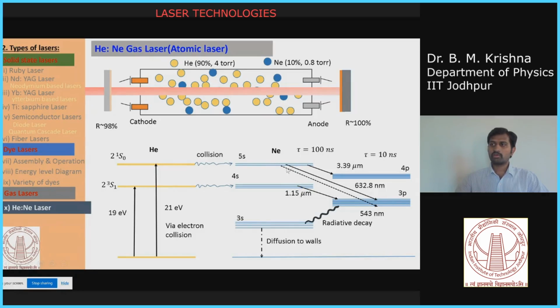Then you have a population inversion between your singlet states of 5s and 4s and 3s to your 4p and 3p states. A transition takes place in this way, so that you have lasing action at different wavelengths. These are all possible wavelengths. The most prominent lasing action, for which the helium neon laser is well known, is 632.8 nanometers, a transition from this state to this state. So that's all about the helium neon laser.